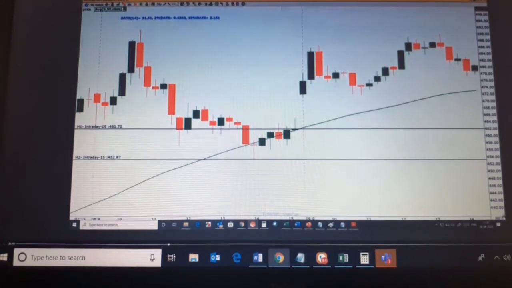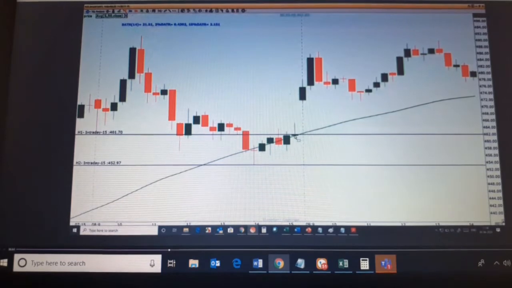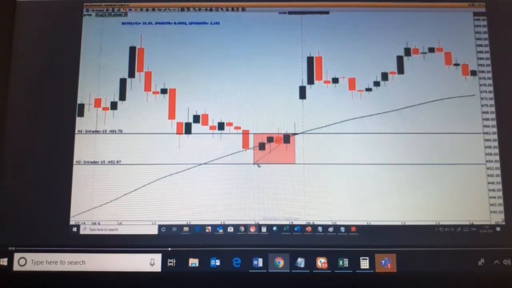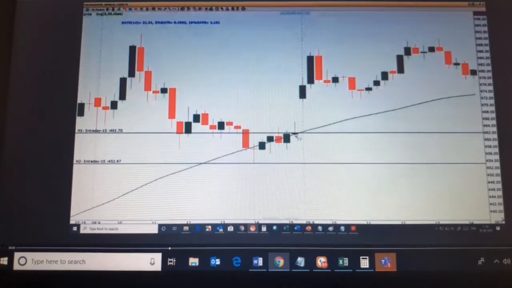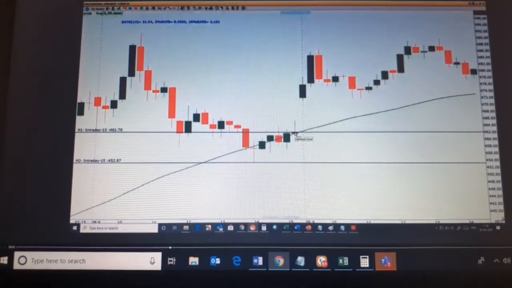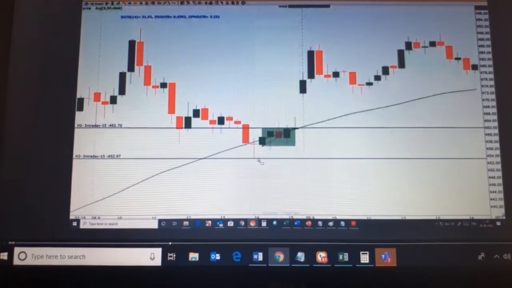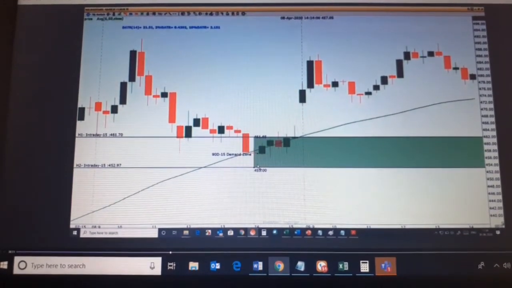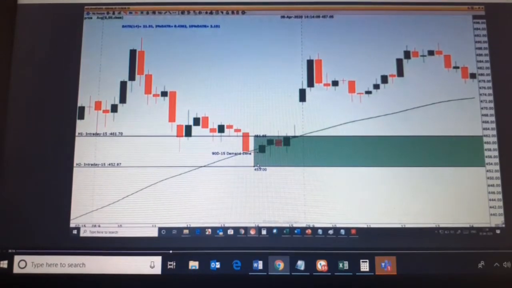So now I'll take this supply zone tool and drag my mouse. Sorry, I've drawn a supply zone. I'll keep my demand zone tool over here. Yeah, this is a demand zone only. And drag my mouse over here. So that's your demand zone.